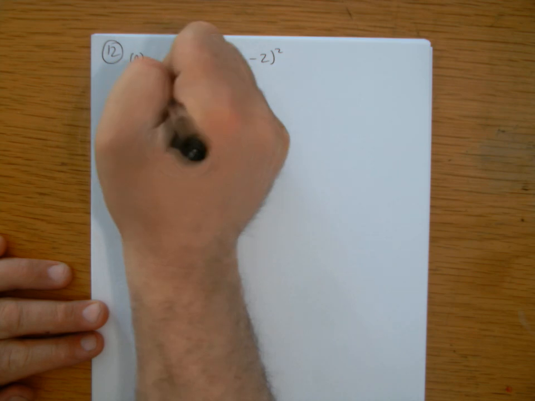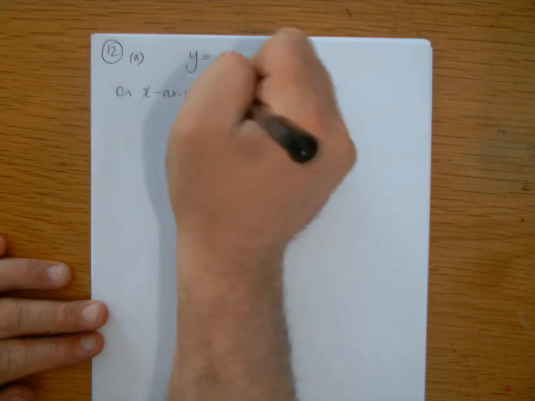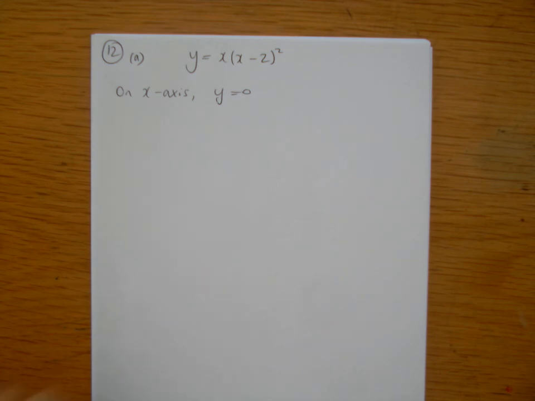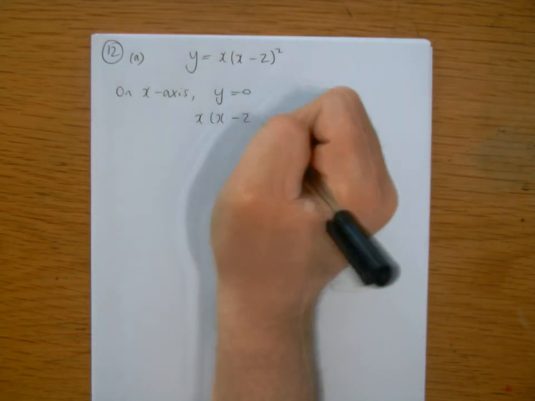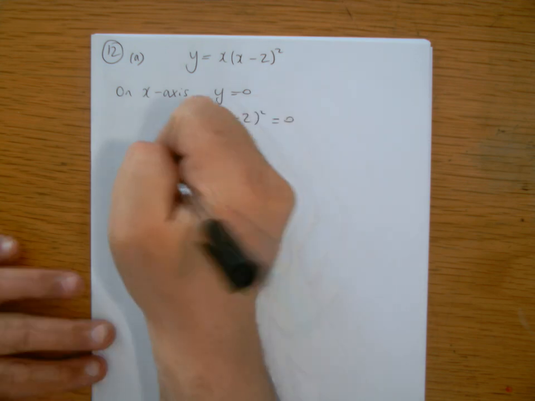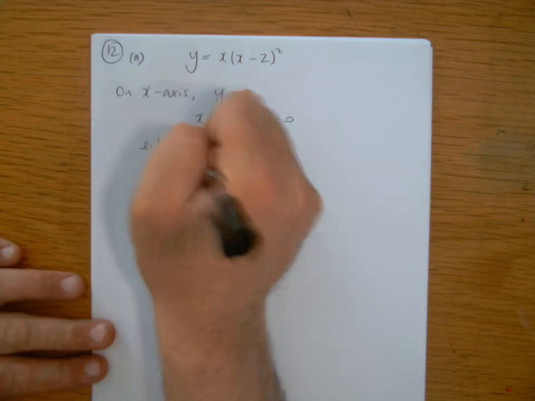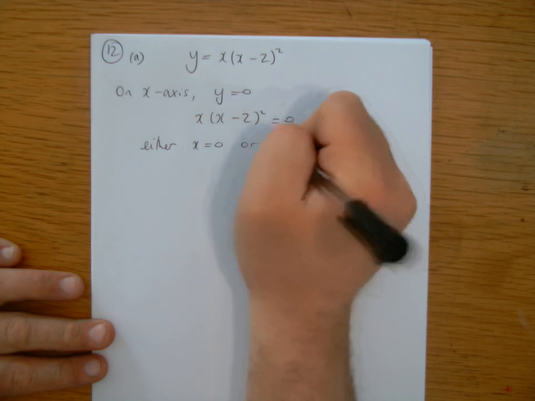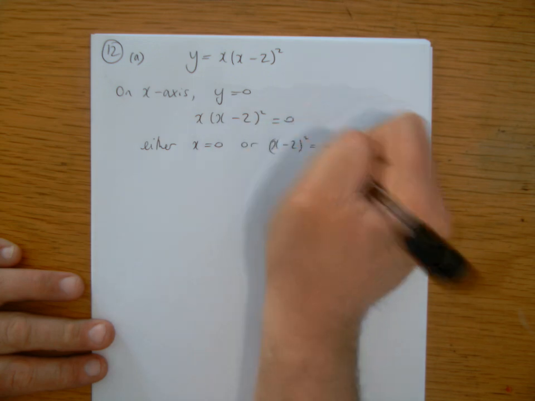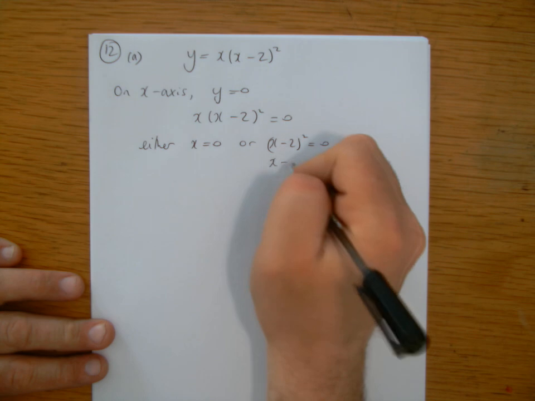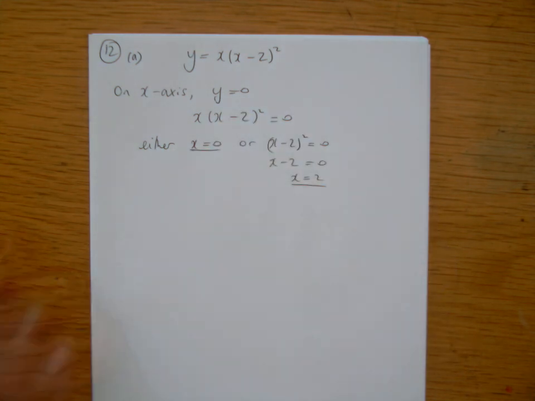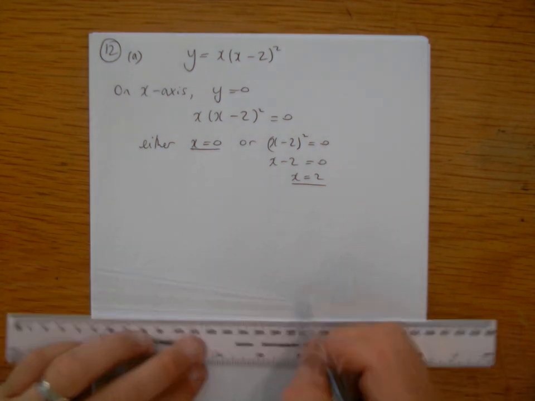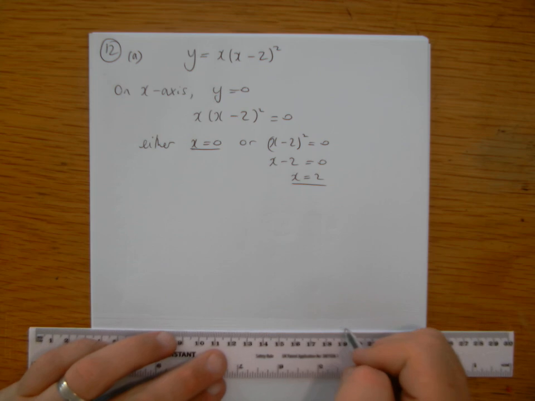So we say, look, on the x-axis, of course, y is equal to 0, yeah? So we could set that equal to 0, and then we'll have x, and then bracket x minus 2 squared equals 0. So we say, look, either x equals 0, or that bracket squared is equal to 0. So that means simply x minus 2 is 0, isn't it? And then we get x equals 2. So we've got two positions where it is equal to 0. So we know whereabouts on the axes the curve is going to cross.